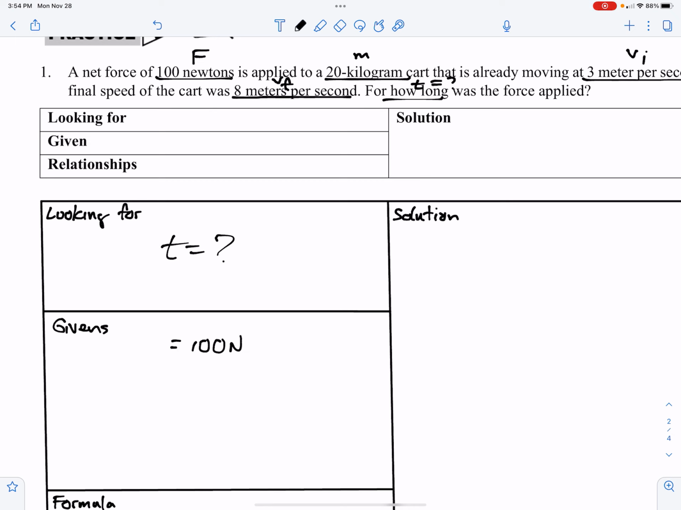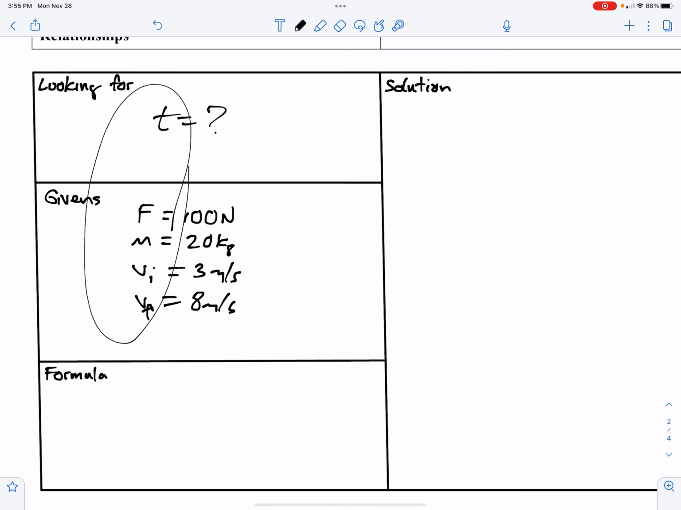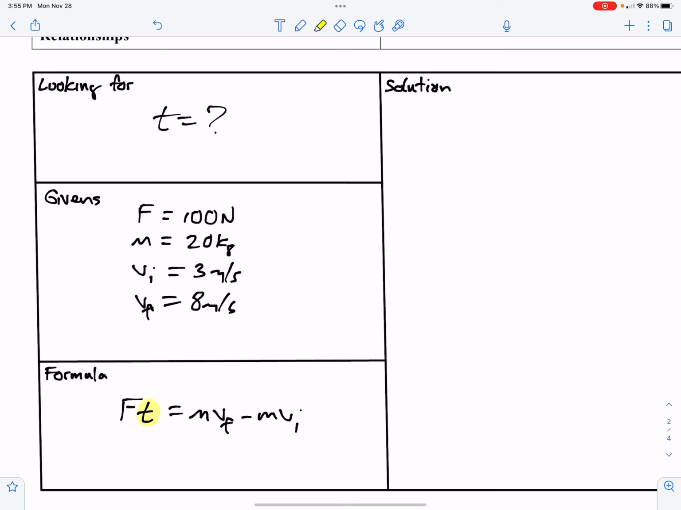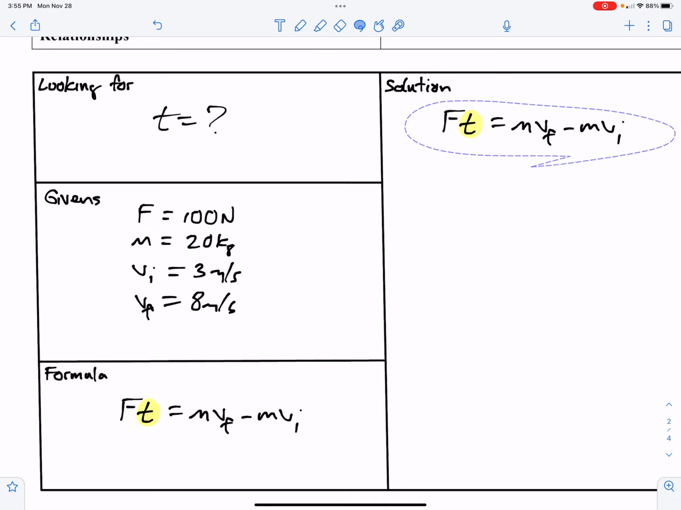So you're given 100 newtons. You're given 20 kilograms. You're given 3 meters per second. And you're given 8 meters per second. V final, V initial, mass, and force. Since you're given all 5 of those variables, you're going to use the long version of the impulse equation, which is force times time equals a change in momentum. You're again solving for time, which means you're going to have to isolate and get rid of the force. Well, we do that by dividing away the force.